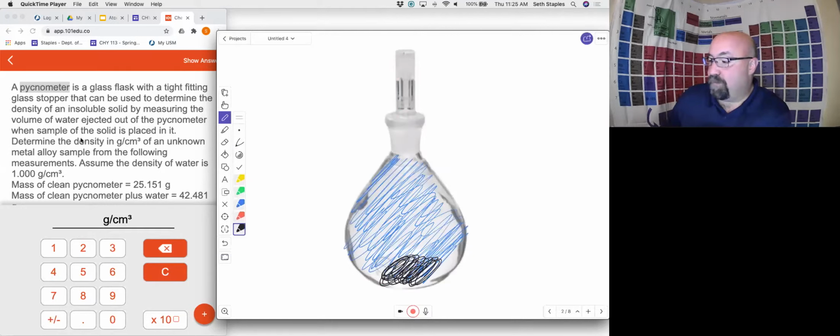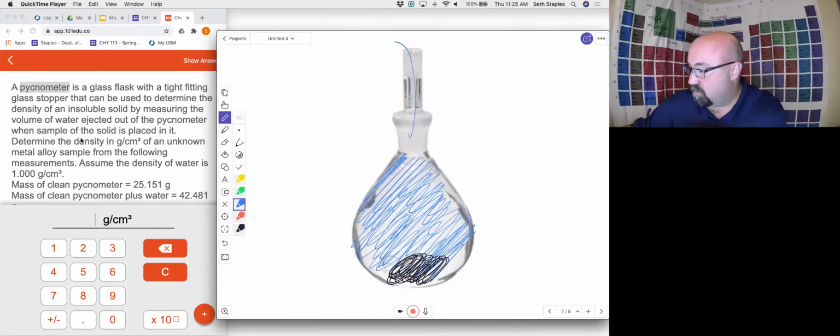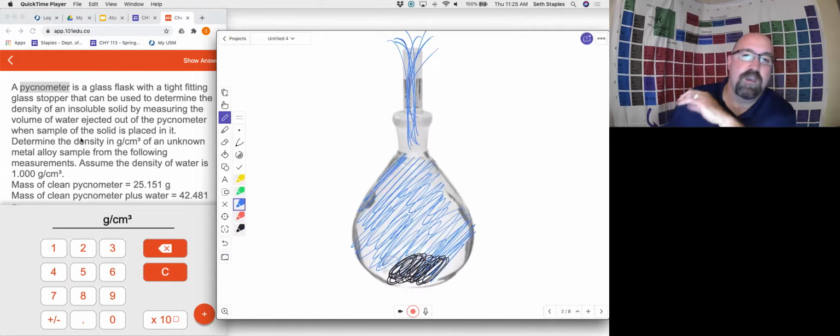Same thing will happen here. We have our full pycnometer. We're going to place our solid into it, and when we do that, water is going to be ejected out the top of our pycnometer here. Okay. And so the volume of that water that's ejected is going to equal the volume of the solid that we put in there. And so we're going to be able to use that information. And so let's start to now think about the actual information that we're given.